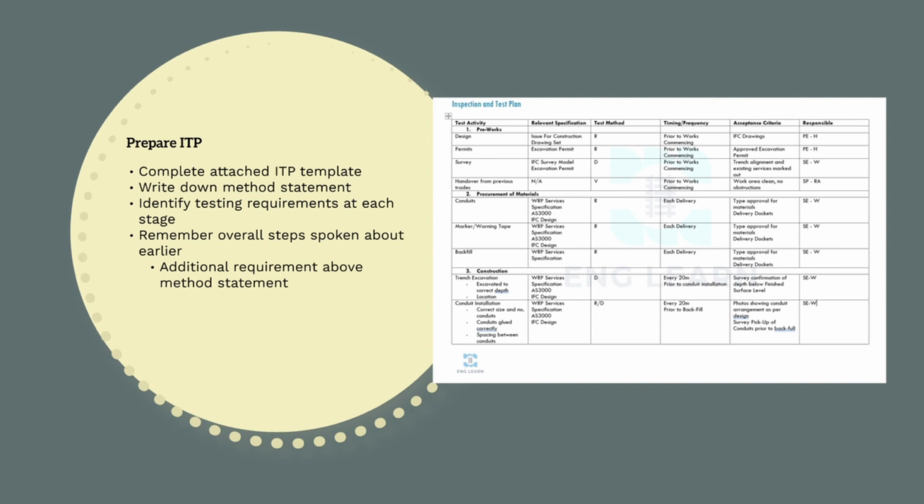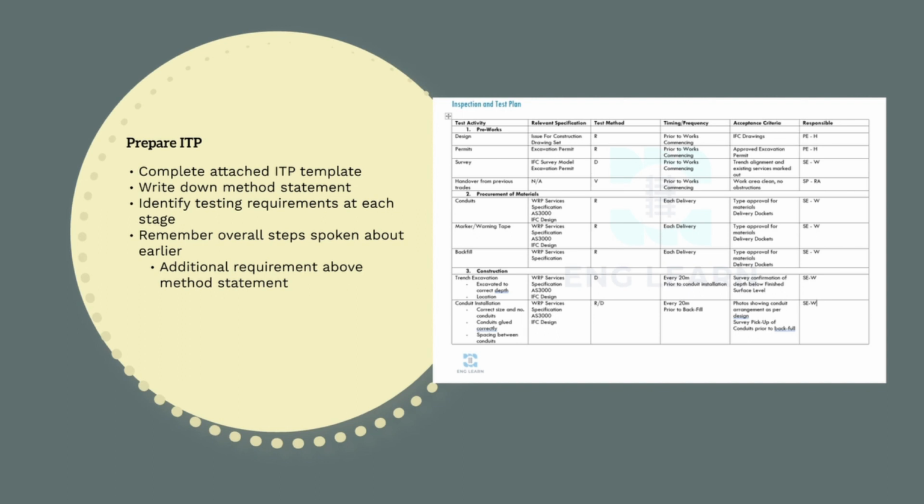I began by completing a high-level structure based around the pre-works checks we would need to conduct, procurement of materials, the actual construction activities, any testing and closeout. Next, I elaborated on the detail under each section.